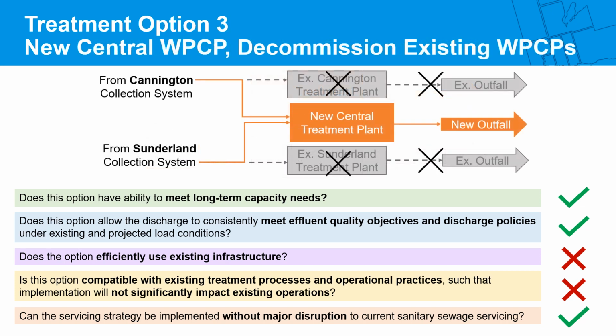Treatment option 3 involves decommissioning both the existing Sunderland and Sunderland WPCPs and constructing a new central WPCP to treat wastewater from both communities. Like the previous options, this option meets long-term capacity needs. It allows the discharge to consistently meet effluent quality objectives and can be implemented without major disruption to the current sanitary sewage servicing. But it does not efficiently use existing infrastructure and it is not compatible with existing treatment processes and operational practices.